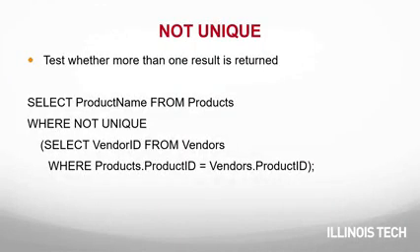And by the same token, we can also select for products that do not have a unique vendor by appending the keyword not, where not unique gives us all of the products who do not have a unique vendor, just as you might expect.